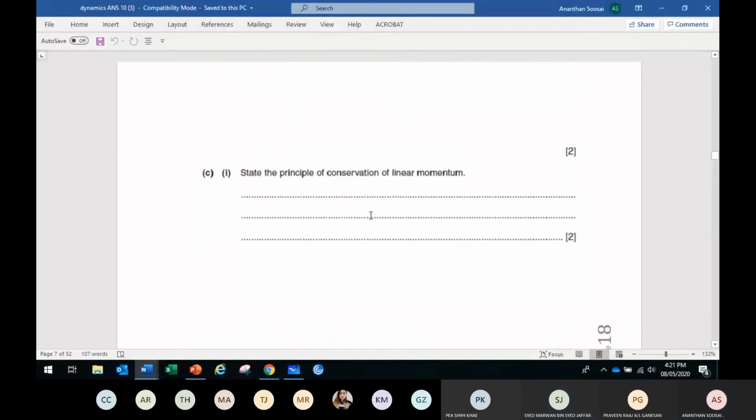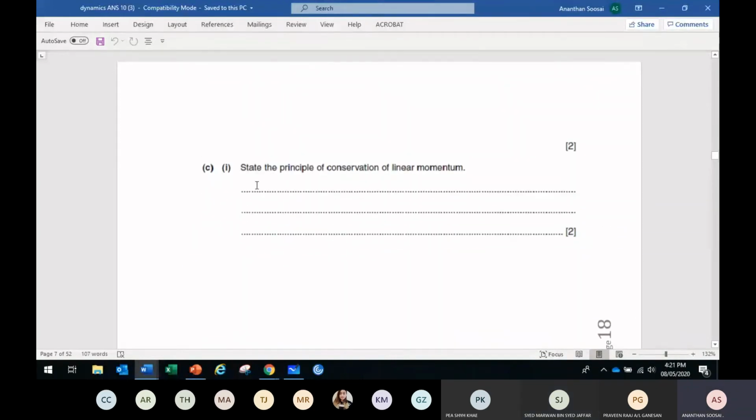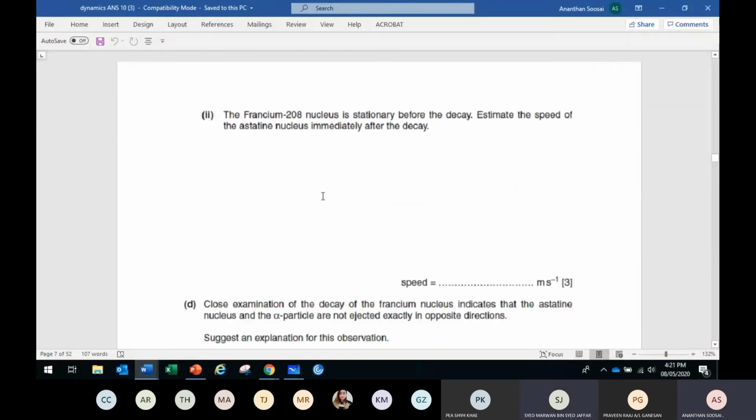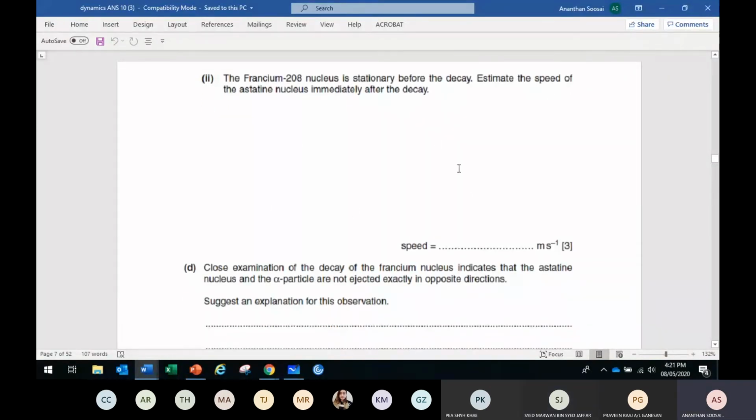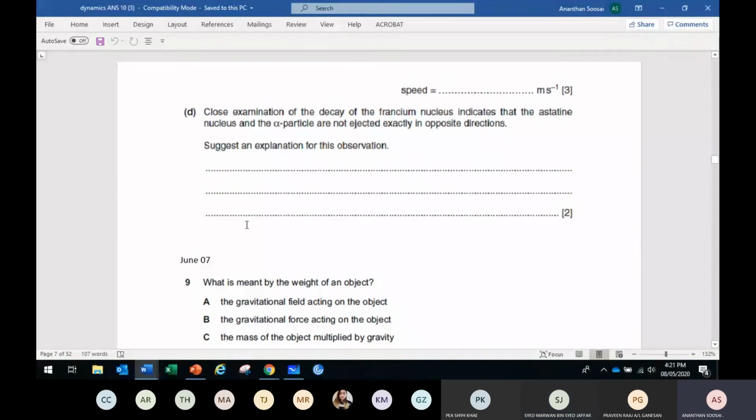Next, C1: state the principle of conservation of momentum. It's the same principle: for an isolated system, the total momentum of the system is conserved. This part I want to skip. I just want to ask you the last one.